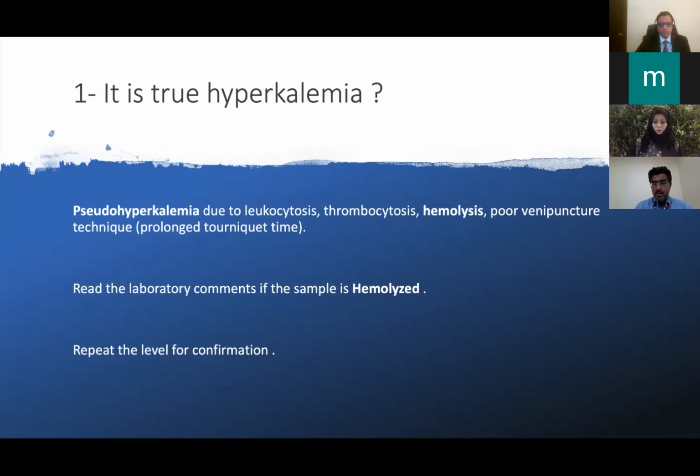Repeat the level for confirmation if this was not clinically justified. Like if you have a young patient with no background comorbidities, and out of nowhere his potassium is 6 or 7. But the scenario will be different when you have a patient with end-stage renal disease on dialysis and his serum potassium is 8. So the chances will be different. In the first scenario, I should make sure that this is true and there is no sampling error. In the second scenario, it is very logical to have this. So interpret it clinically with the history and the patient's background, but always consider false hyperkalemia.